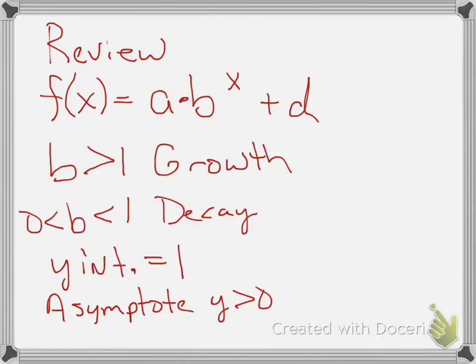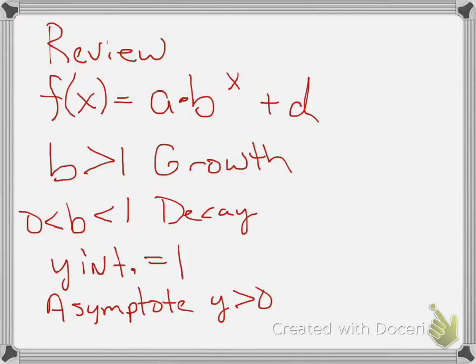We're doing the review. For the first four problems, we're talking about how we understand exponential functions. We want to look at a times b raised to the x power plus d. Remember that the b is the number next to the exponent. It represents growth or decay. If the number is bigger than 1, it is a growth. If it's between 0 and 1, it's a decay. Your y-intercept is usually 1. Your asymptote is usually 0.